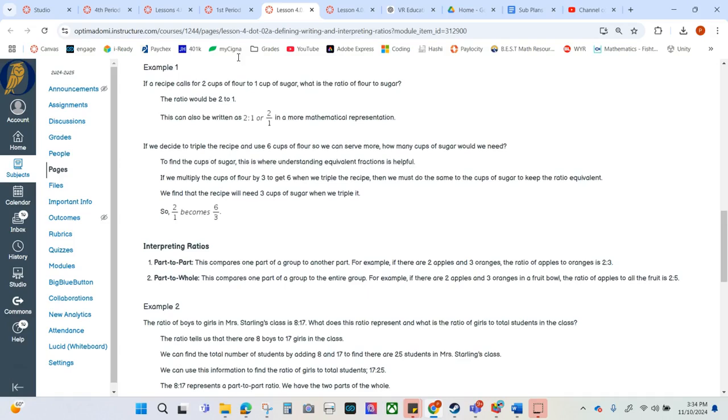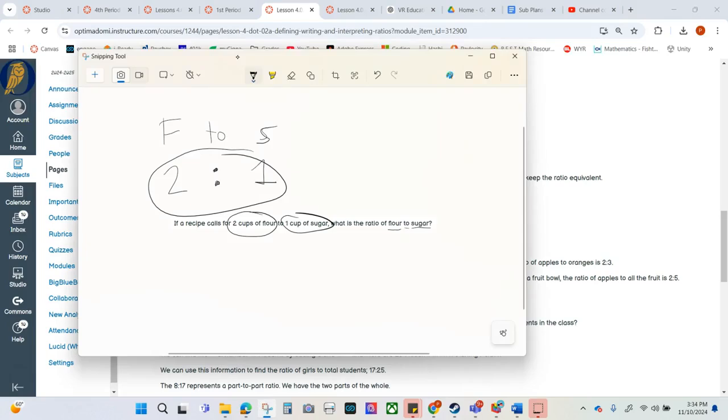If we decide to triple the recipe and use 6 cups of flour so we can serve more, how many cups of sugar would you need? So let's say we triple it. And now we need 6 cups of flour. How many sugars are we going to need?